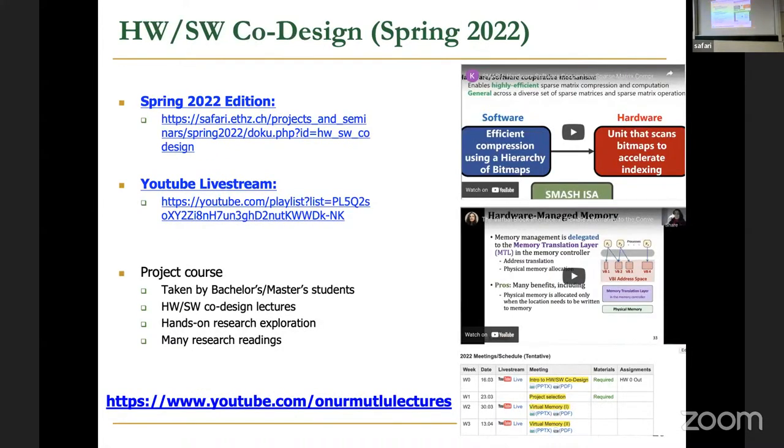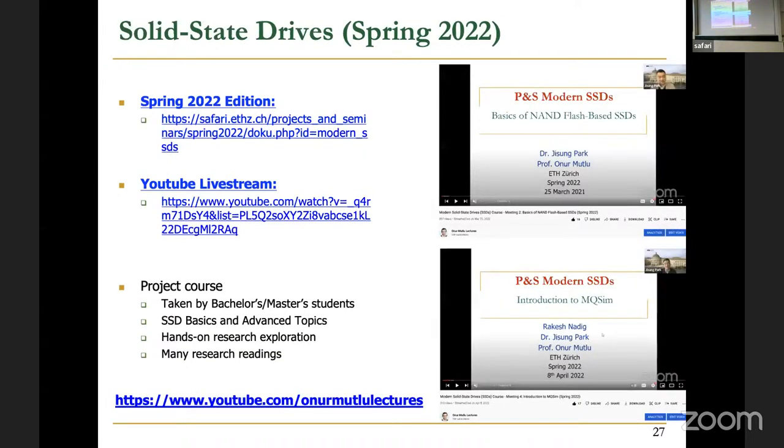Hardware software co-design is more a course that's being developed over time. There's also the solid state drives course that Mohammed and Rakesh are leading.